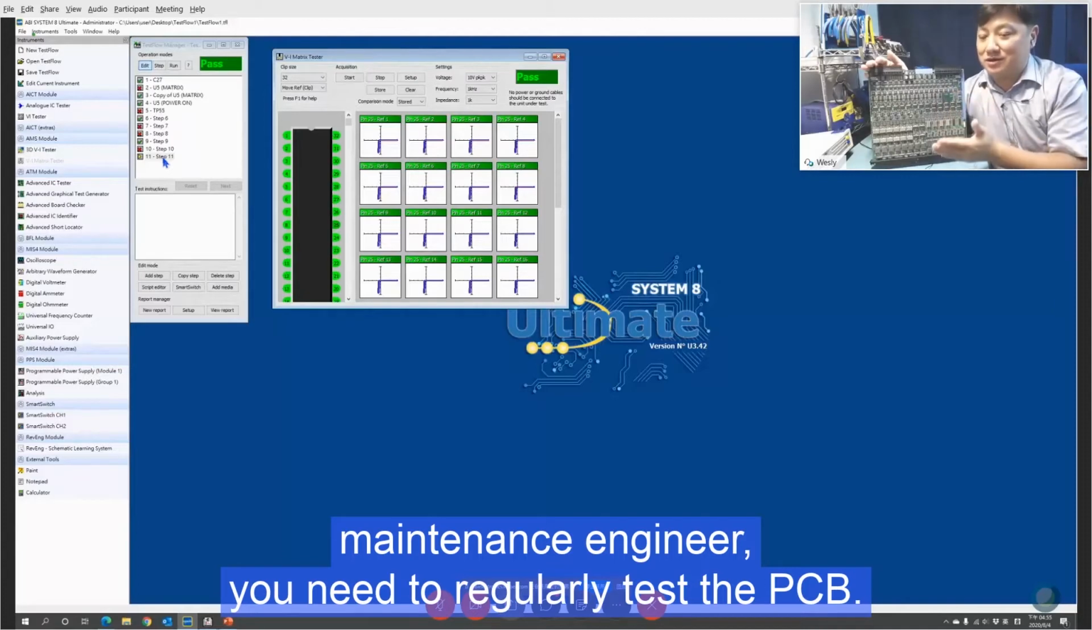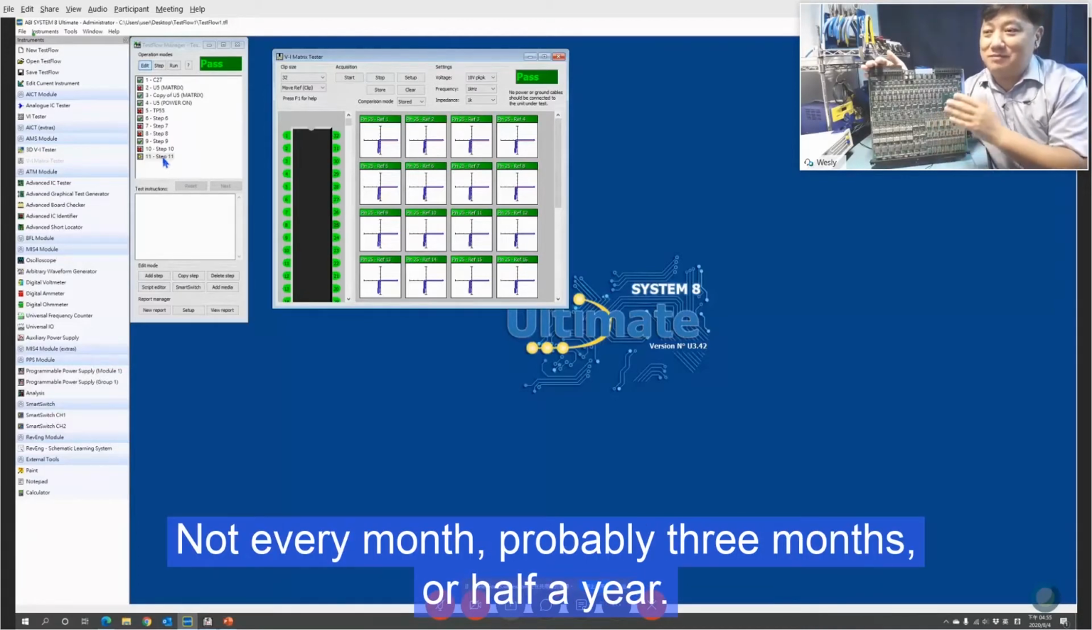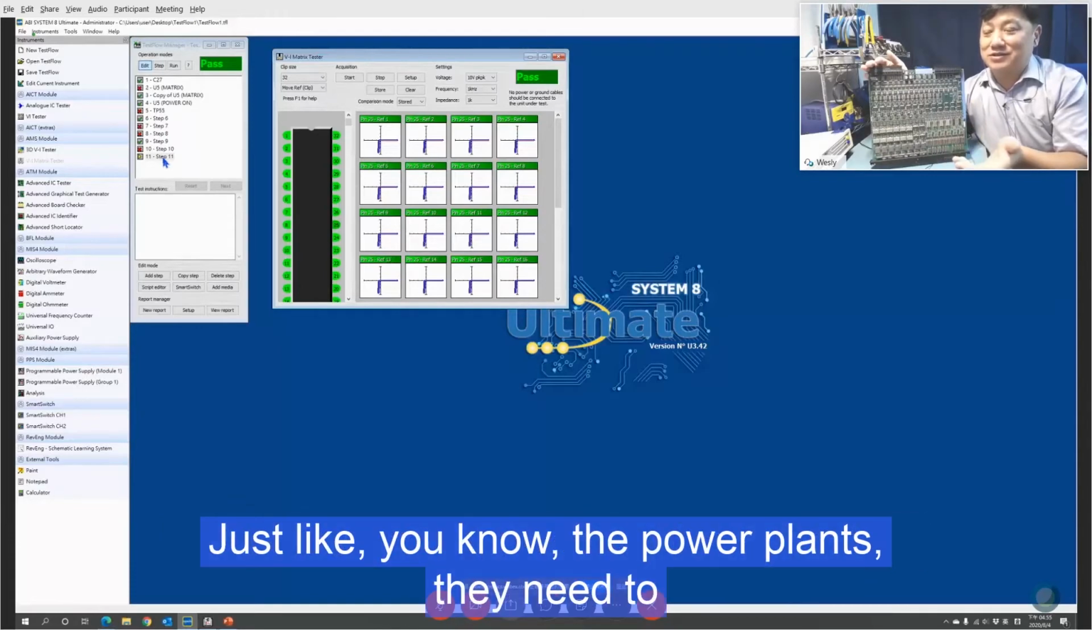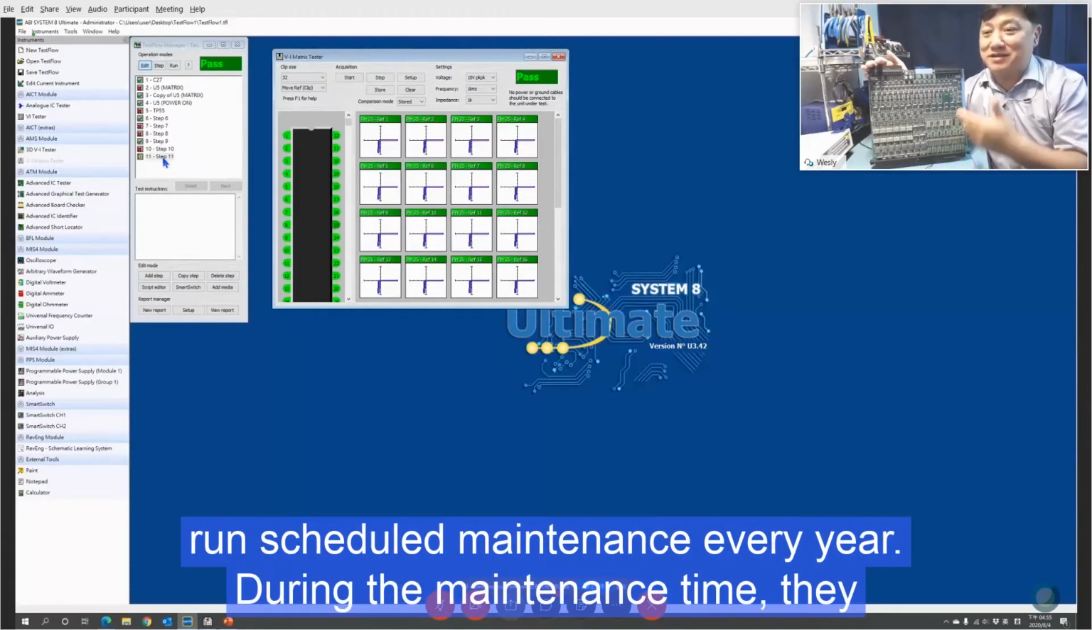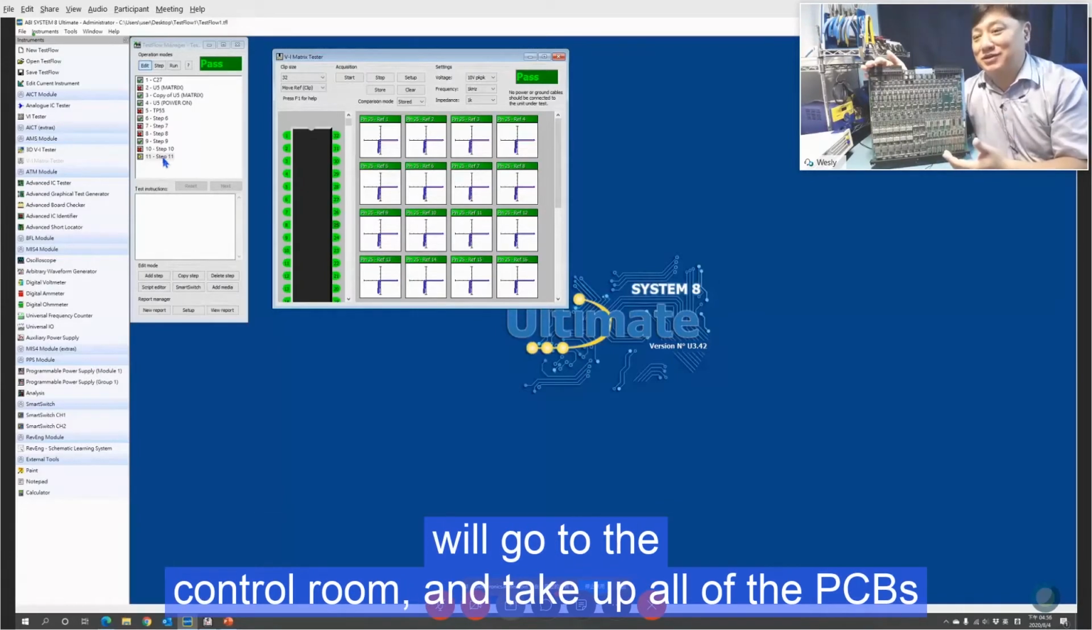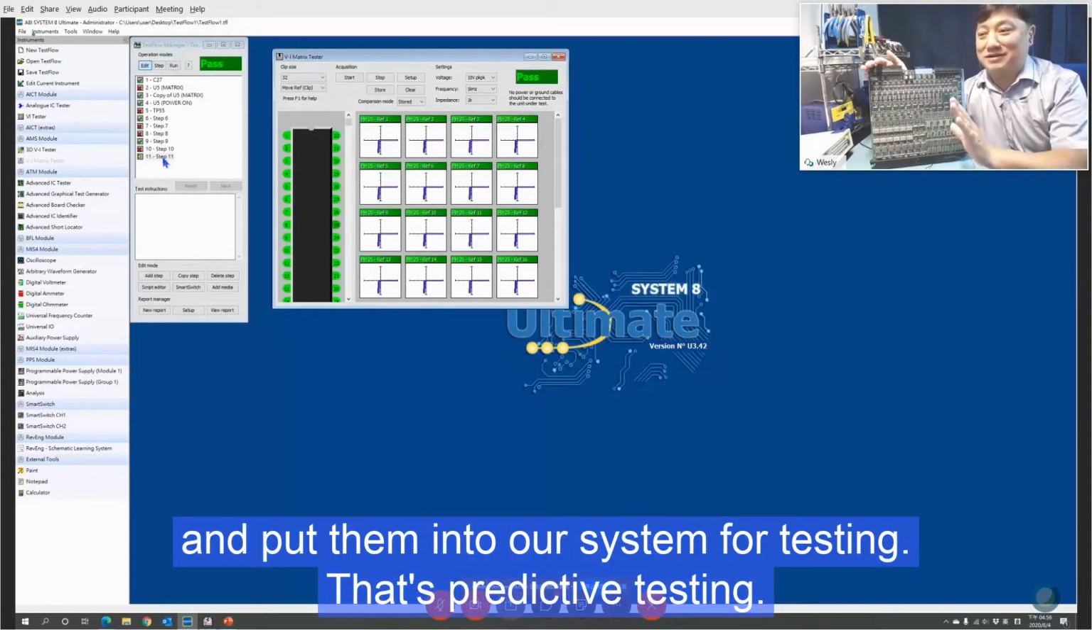You need to regularly test the PCB. Not every month, probably every 3 months or half a year. Just like the power plant, they need maintenance every year, and during the maintenance time, they will go to the control room and take out all of the PCBs and put them into our system to test that. That's predictive testing.